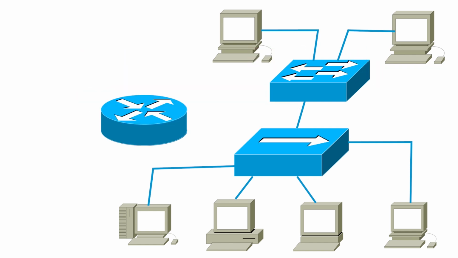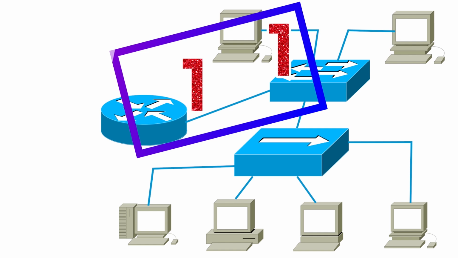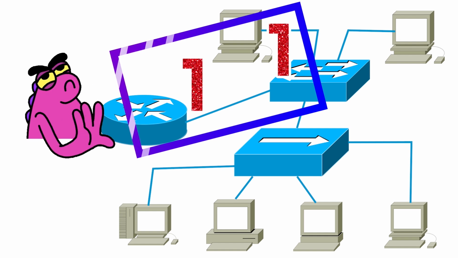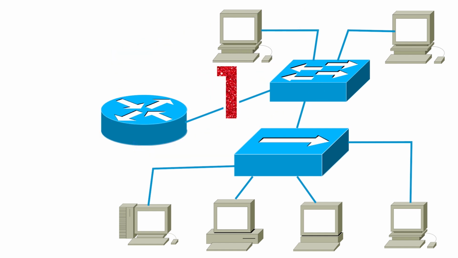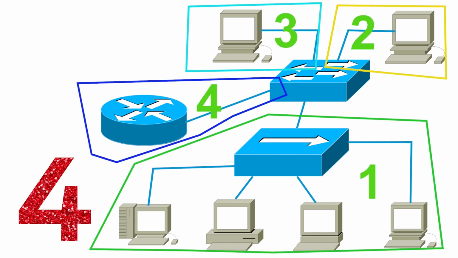Now, add a router to this network. A router port creates a single collision domain. A switch port also creates a single collision domain. Since connecting collision domains does not increase the total number of collision domains, we will count only one here. Now, this network has 4 collision domains. 1, 2, 3, and 4.